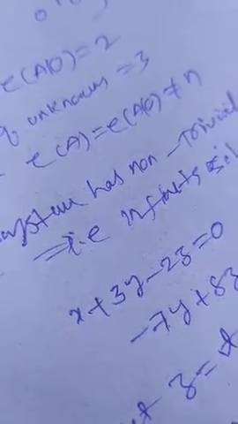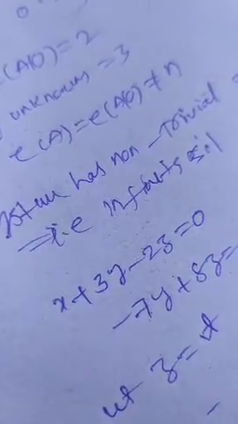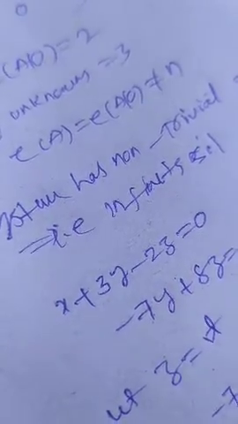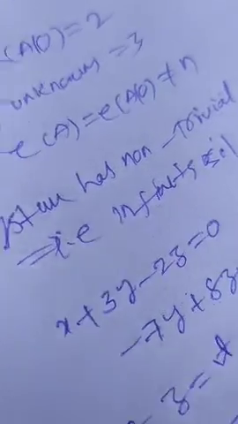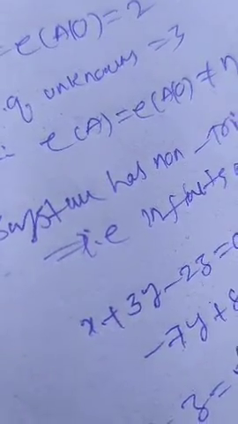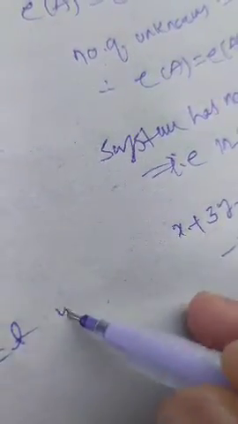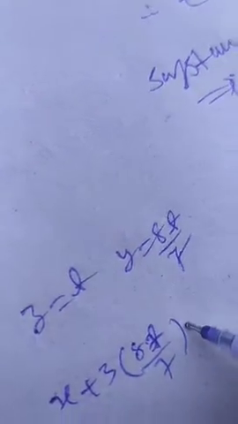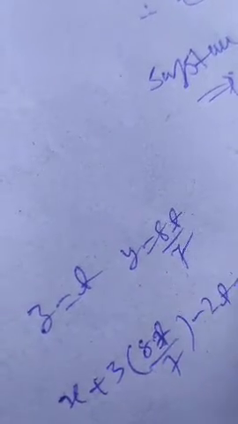Okay, substitute here. Substituting in the second equation, 7y plus 8t is equal to 0, and you will get y as 8t by 7. Now, by substituting y equal to 8t by 7 and z as t in the first equation. What is the first equation? x plus 3 into y, that is 8t by 7, and minus 2t is equal to 0.